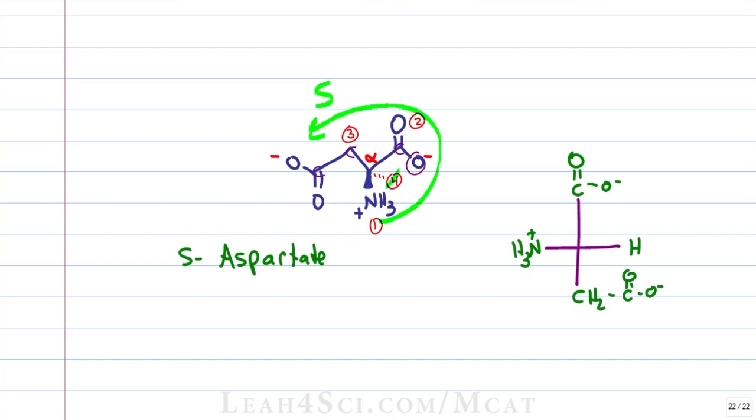Let's prove that we did it correctly. Never memorize a trick unless you can prove to yourself that it's correct. Nitrogen is number 1, carboxylate is 2, hydrogen is 4, CH2 is 3. Group number 4 is forward, so we cancel it out, trace an arc from 1 to 2 to 3, and then reverse the direction since 4 was forward. This is S, and because the NH3 is on the left, it's an L amino acid.